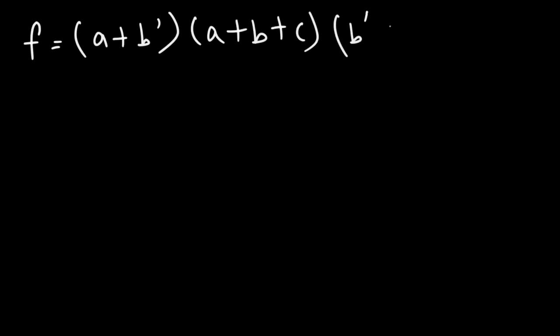Now let's consider another example. So let's say that F is going to be (A plus B prime) times (A plus B plus C) times (B prime plus C prime). Go ahead and draw a block diagram. Now the last example was a sum of products example. This one is known as a POS, which is product of sums.